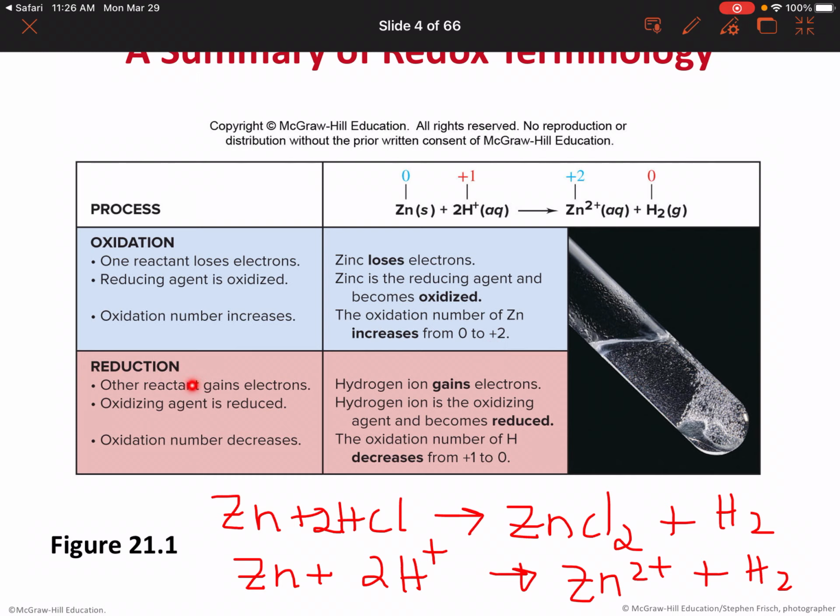What's happening at the reduction? The other reactant gains electrons. Who is gaining electrons? Hydrogen goes from plus 1 oxidation state to 0. The oxidation number decreases by gaining electrons. So the hydrogen ion gains electrons, so the hydrogen ion is the oxidizing agent because it's undergoing reduction. Hydrogen is the oxidizing agent and becomes reduced. The oxidation number of hydrogen decreases from plus 1 to 0.